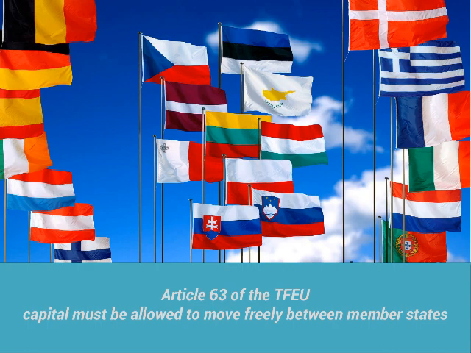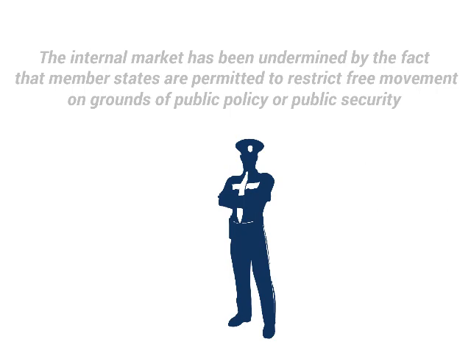And finally, let's look at the area of capital. In accordance with Article 63 of the TFEU, capital must be allowed to move freely between member states. The free movement of capital requires the suppression of exchange controls preventing the transfer of money. Free movement of capital was established prior to the establishment of the euro, as otherwise it clearly would have been impossible to have a common currency.